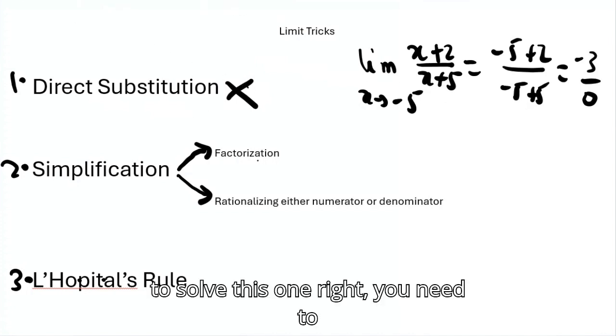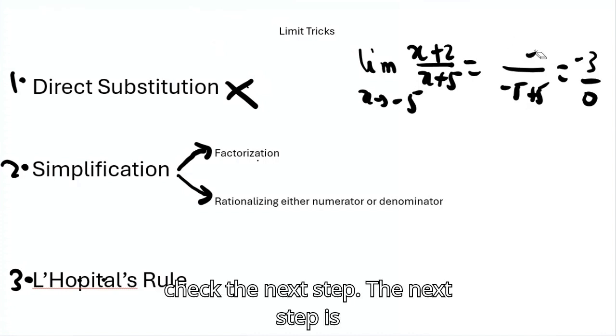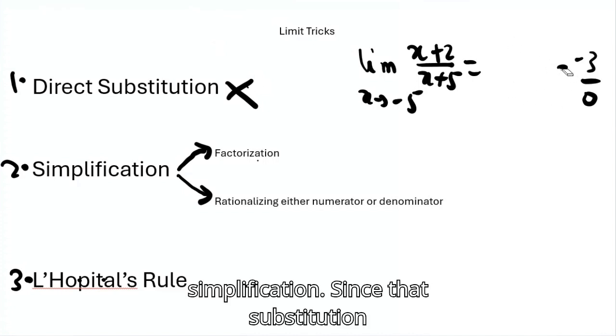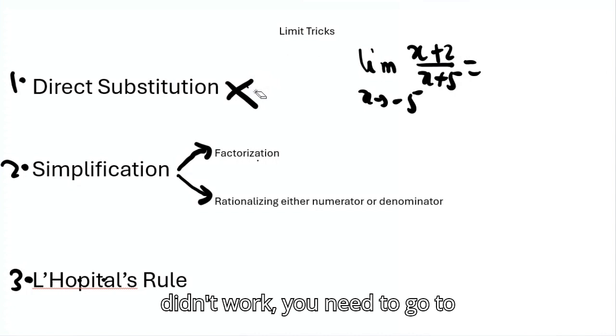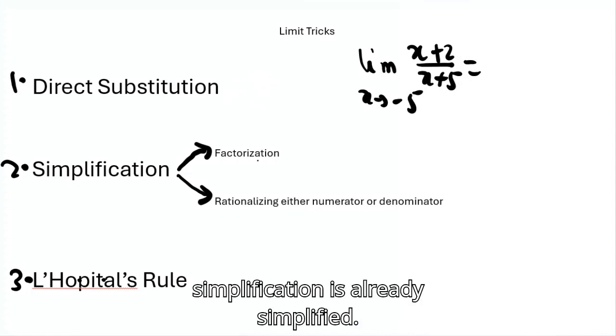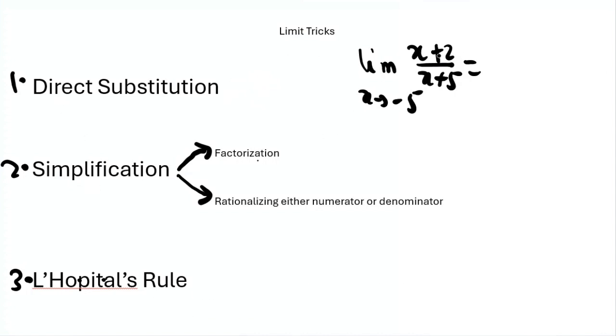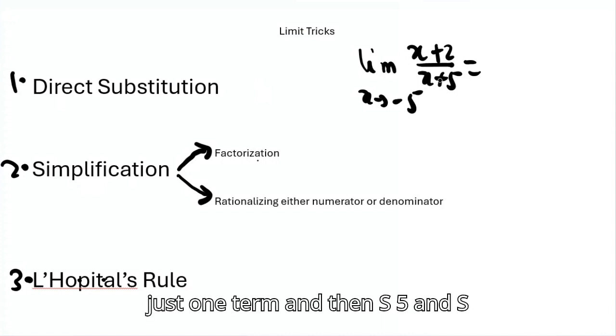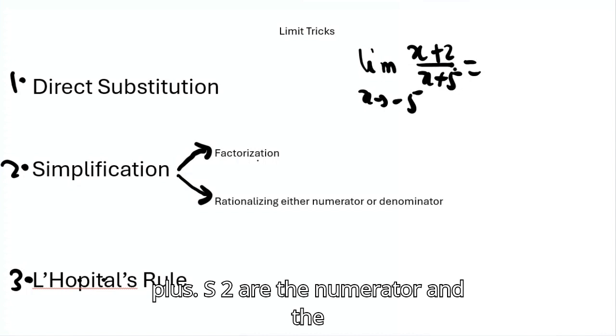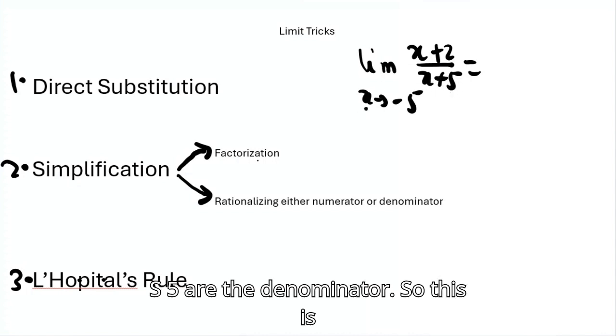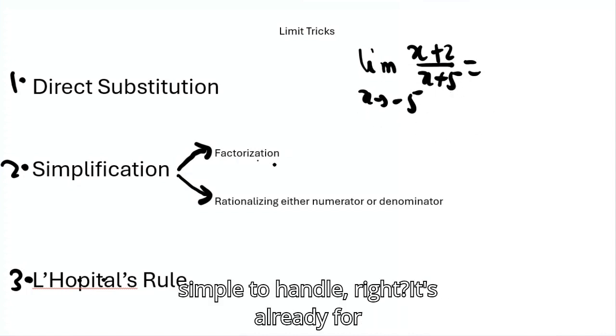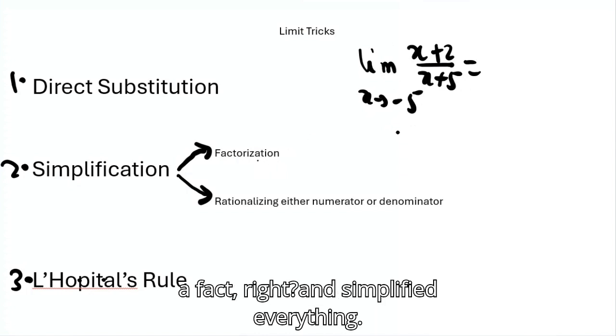So to solve this one, you need to check the next step. The next step is simplification. Since the substitution didn't work, you need to go to simplification. For the simplification, this is already simplified. There's no factorization or anything. It's just x plus 2 at the numerator and x plus 5 at the denominator. So this is simple to handle. It's already factorized and simplified.